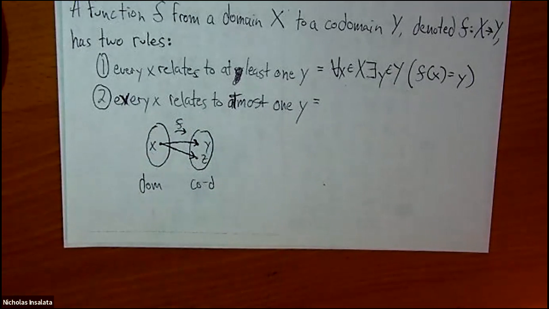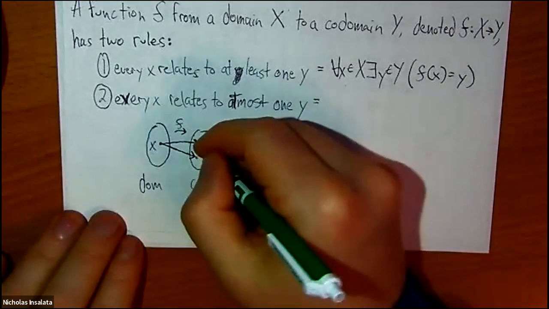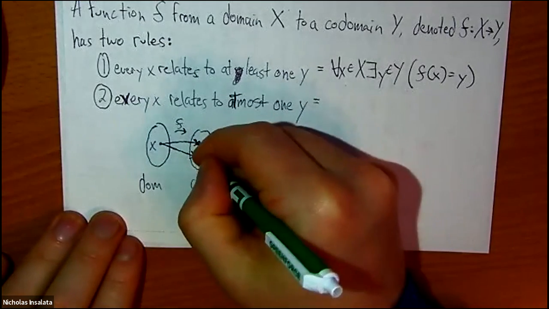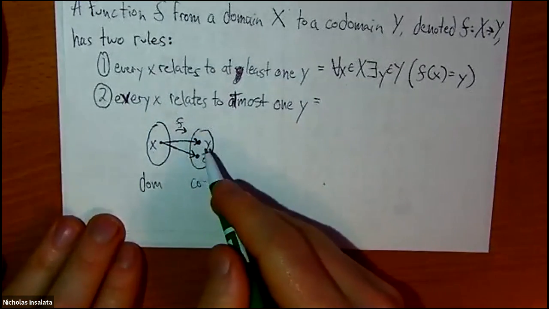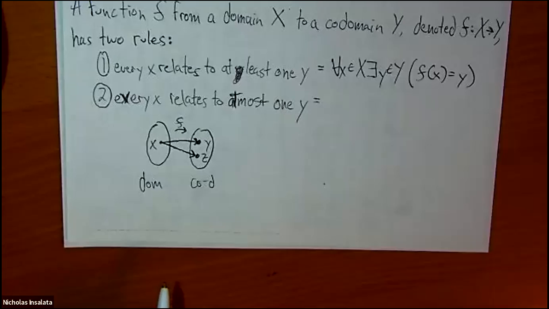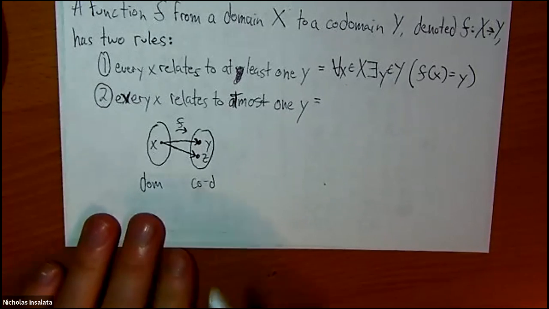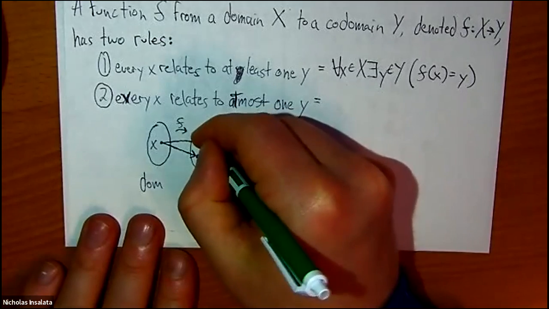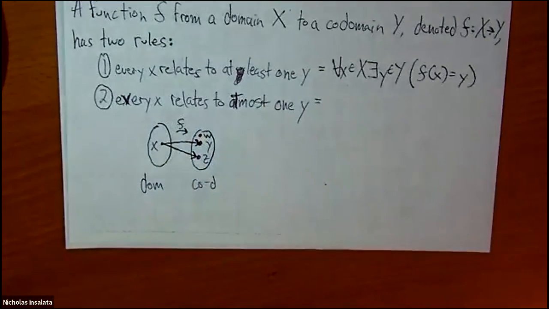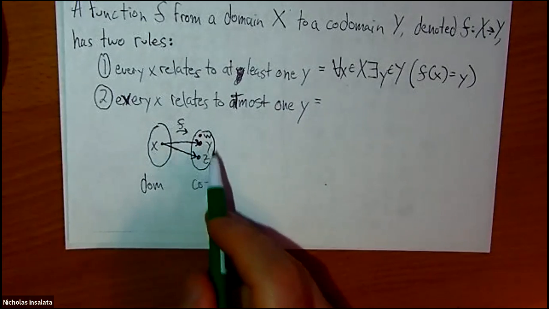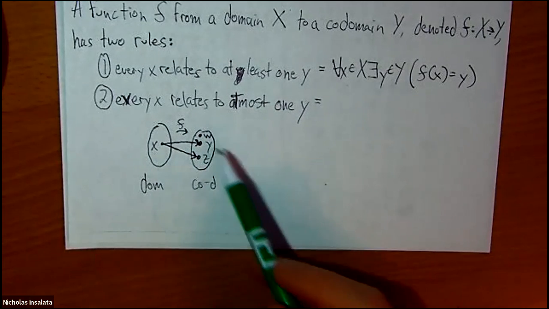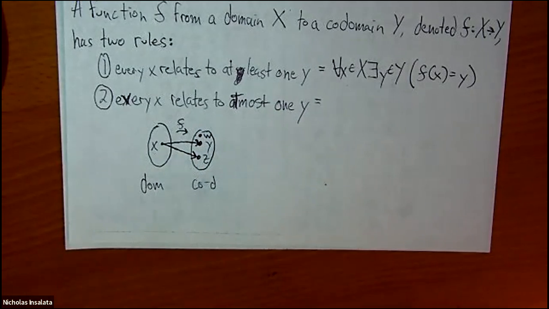So codomain and range are actually two different things. The codomain is everything in this circle that you could map to, and the range is only the things that do get mapped to. So for example, if I had another element up here, W, the range here would just be Y and Z, but the codomain would be W, Y, and Z. Does that distinction make sense, Amber?